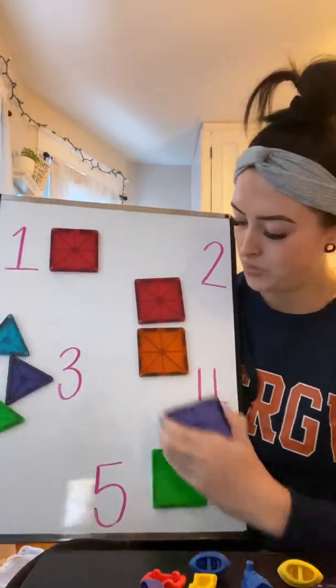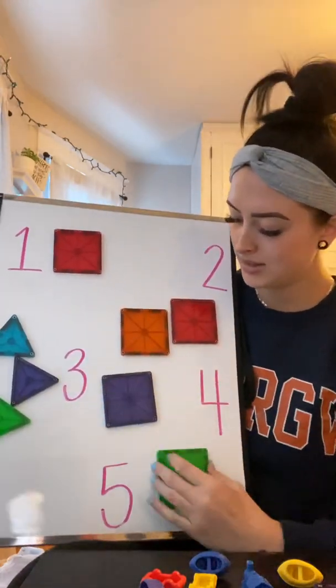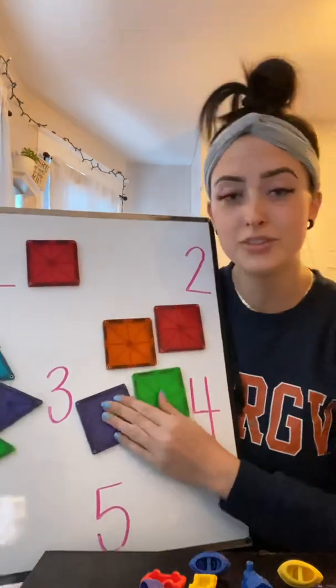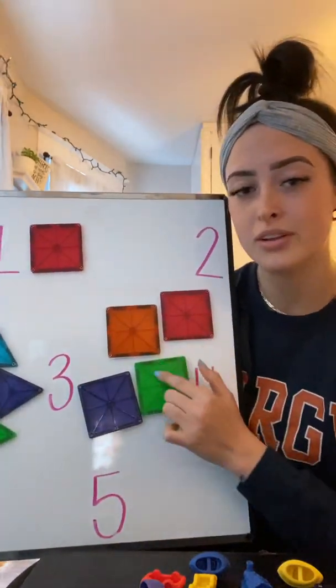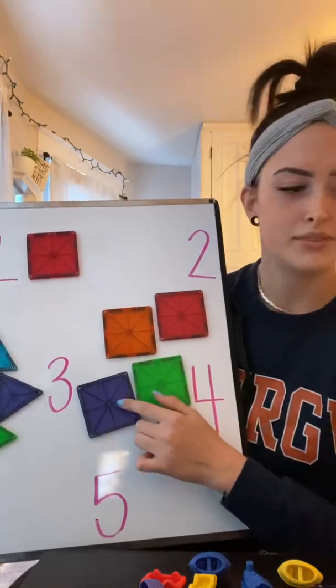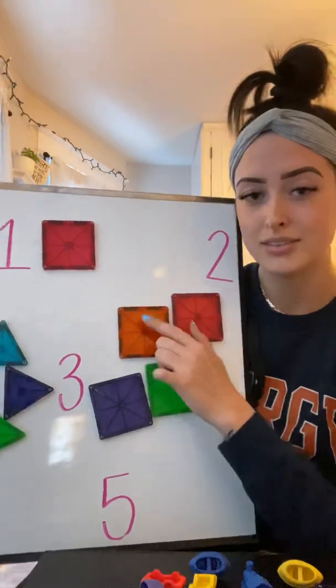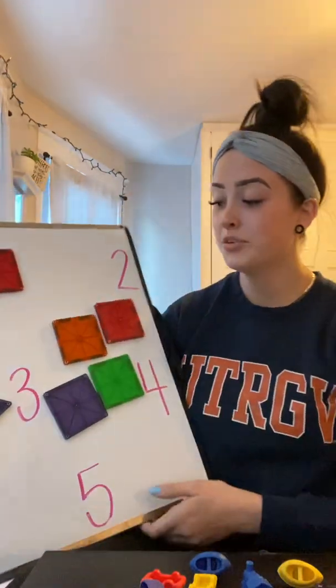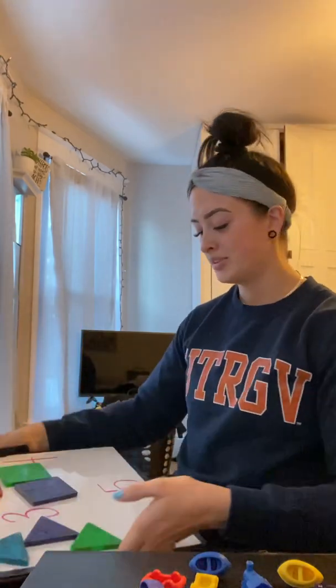Even if I move these all around, make them look crazy, there's still 4, right? Let's count. 1, 2, 3, 4. 1, 2, 3, 4. So now we're moving all the way up to 5, and I'm going to have to figure out how to put these down.